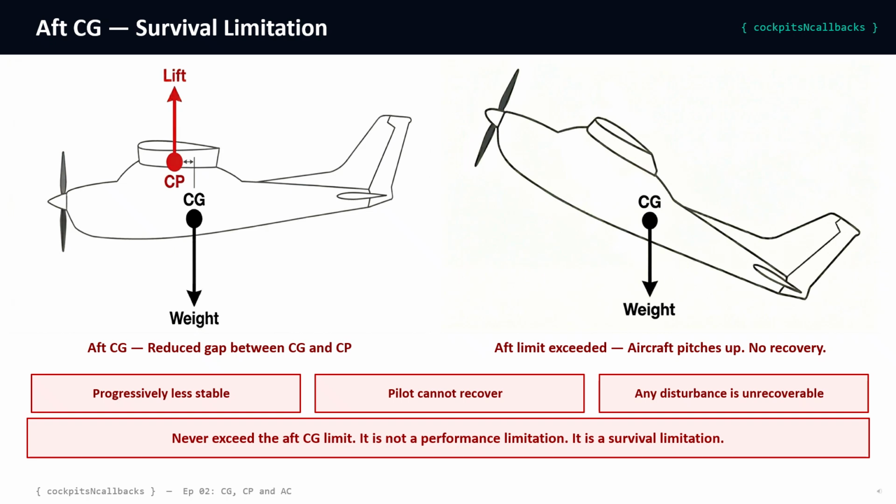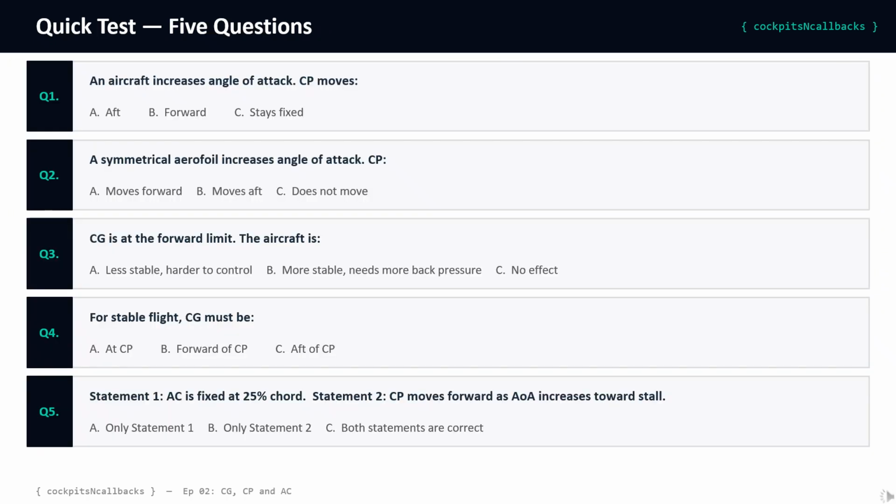Never exceed the aft CG limit. It is not a performance limitation, it is a survival limitation. Five questions, and everything you need to answer them is in this episode.